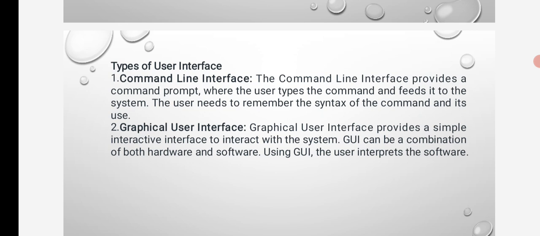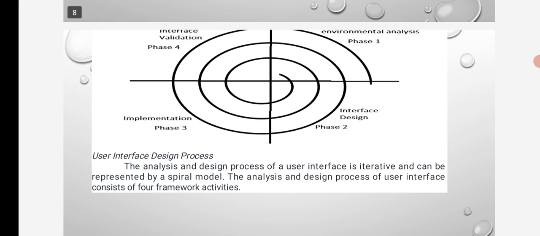Graphical user interface. Graphical user interface provides a simple interactive interface to interact with the system. The GUI can be a combination of both hardware and software. Using GUI, the user interprets the software. So this is the diagram for the user interface design process.